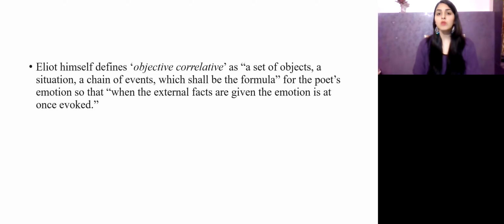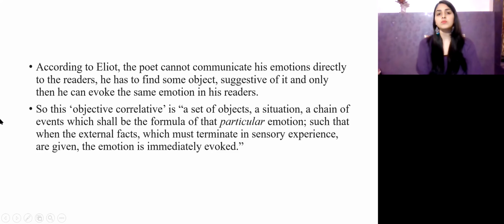Eliot himself defines objective correlative as a set of objects, a situation, a chain of events, which shall be the formula for the poet's emotions, so that when the external facts are given, the emotion is at once evoked. So he defines objective correlative as a set of objects. He says there are some objectives to be achieved by a chain of events and by a formula. That means by planning.